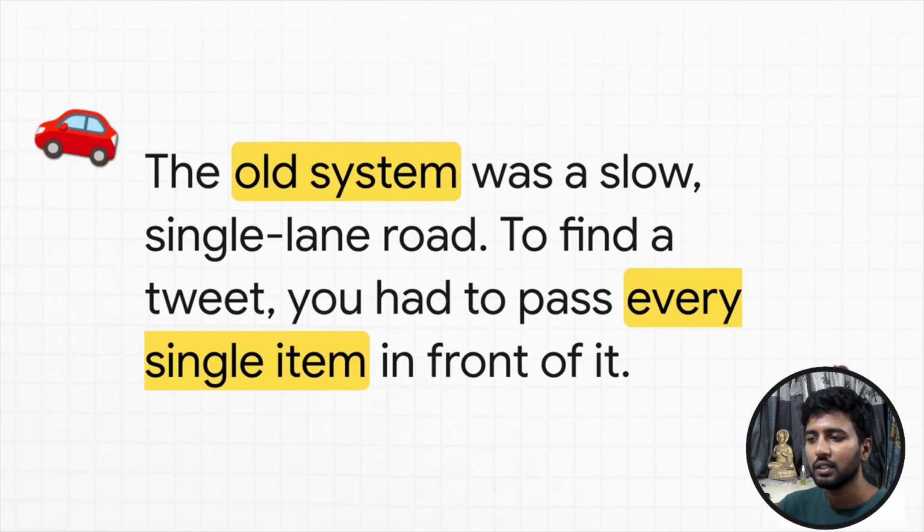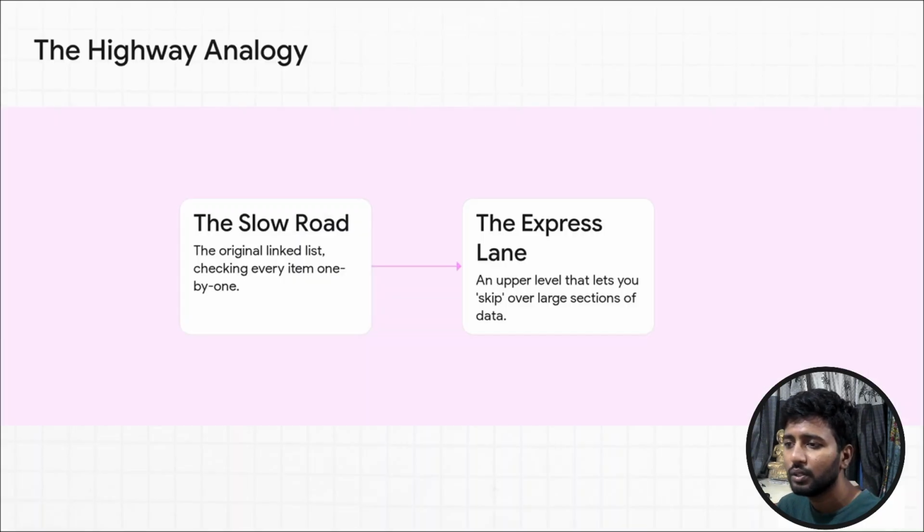So just like it is explained here, the old system was slow, a single lane road. If the whole traffic was on a single lane road, it would get jammed. So they had to create an express lane as well. To find the tweet, you have to pass every single item in front of it. So this is a slow road, that is a single road. Then we have created an express lane.